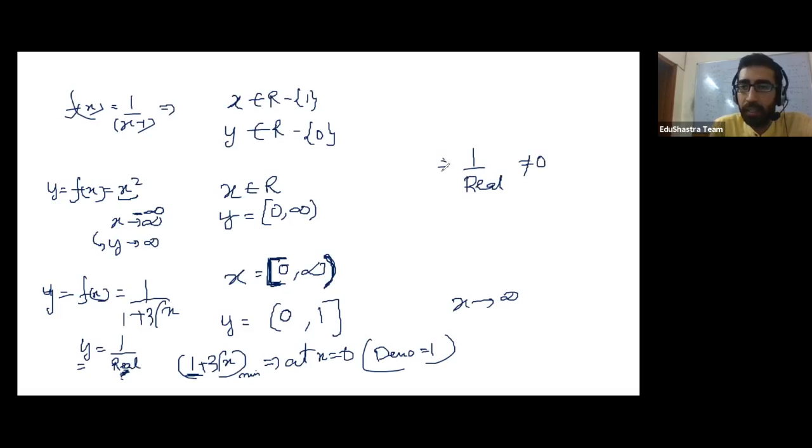It can be anything else. It can tend to 0. It can be very, very close to 0, but not actually 0. So the minimum value of y will be more than 0, not 0. And at max, it can tend to 1. This is my range. This is domain.